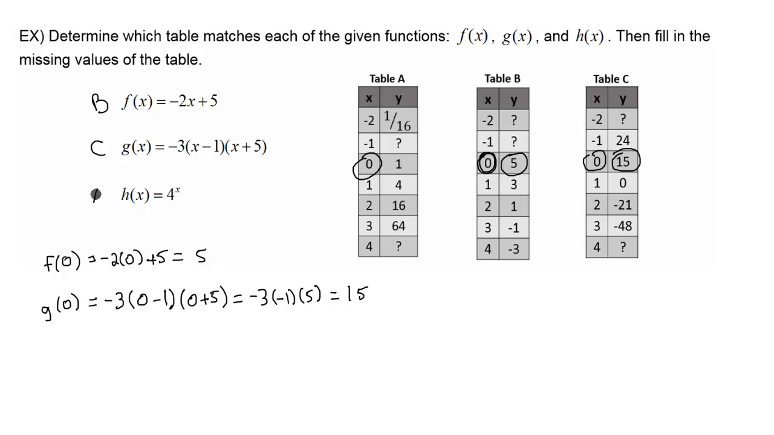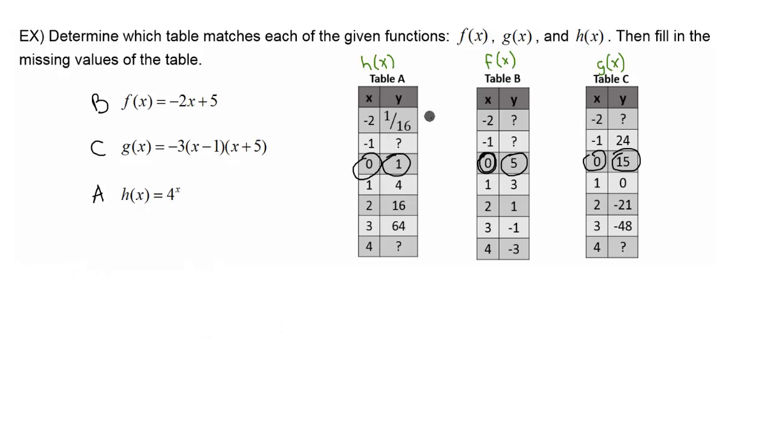And then that means that this one right here, h of x, has to be table A. I'll go ahead and do that to be thorough. I'm going to plug in 0 for h of x, and 4 to the 0 power is going to be 1. We can verify that here in table A. Now, to find all these missing y values, I'm just going to evaluate each of these functions for the given x value.